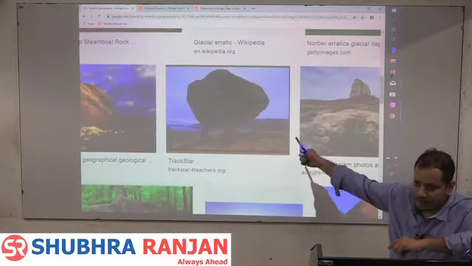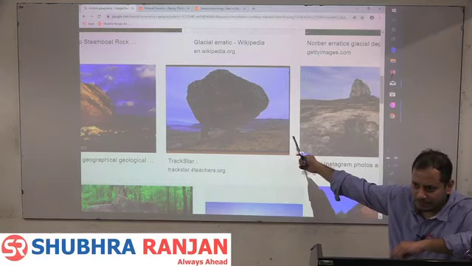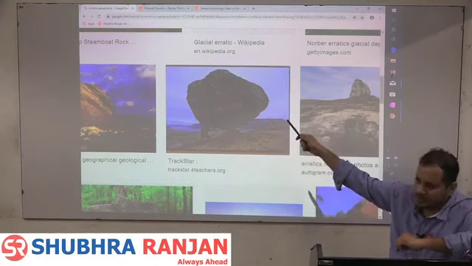I have told you already why they are called erratics. And they are deposited in any shape. The small rock is holding the hard rock.